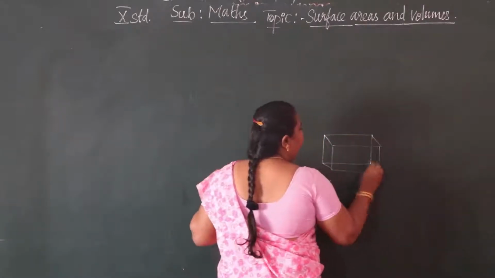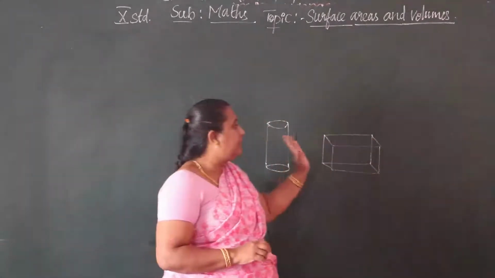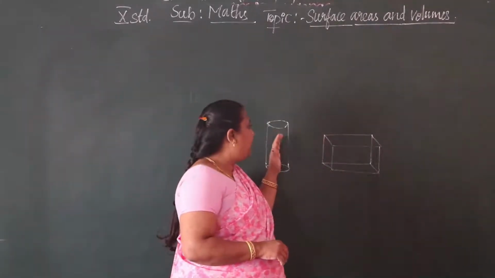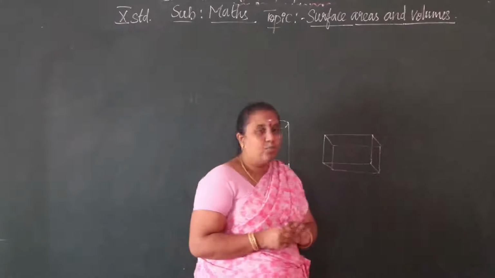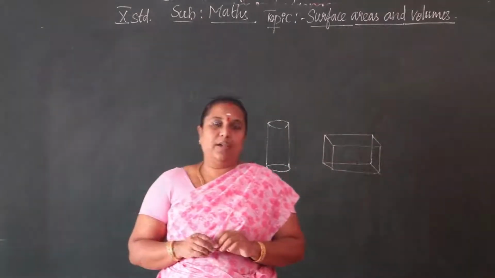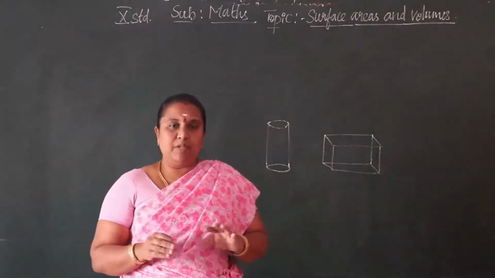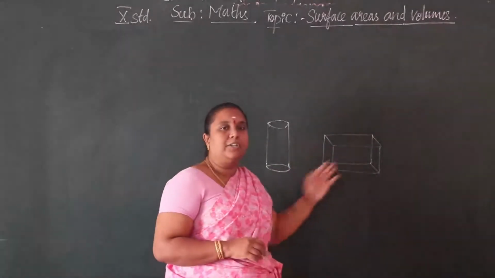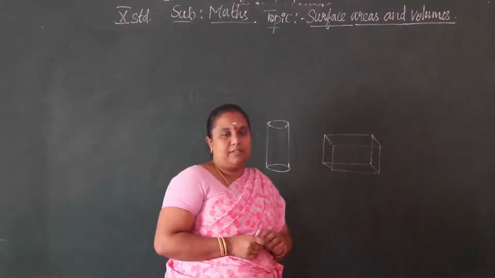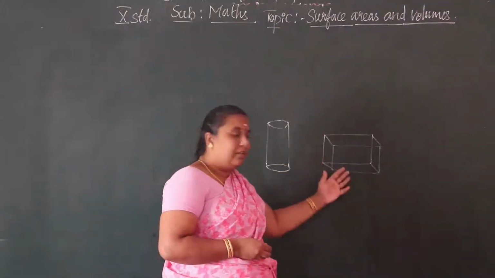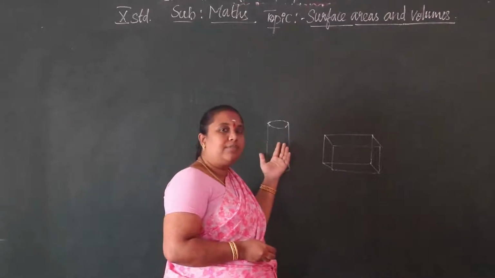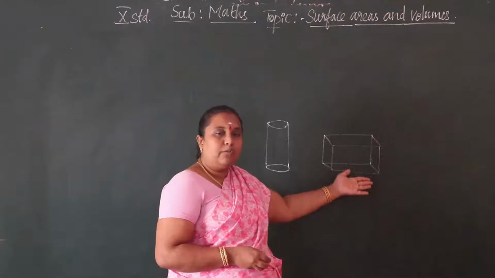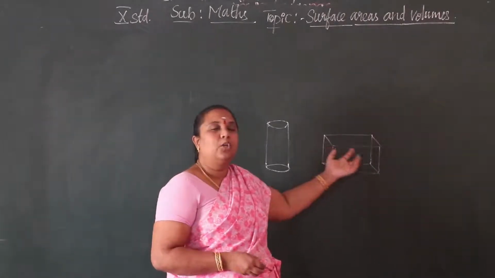So the area of the cylinder and the area of the cuboid are both equal, and the volume of the cylinder and the volume of the cuboid are both equal. But we don't know the height of the cylinder and the height of the cuboid, so both differ. Here the volume of the cylinder is given in the question, and we want to find out the height of the cuboid.